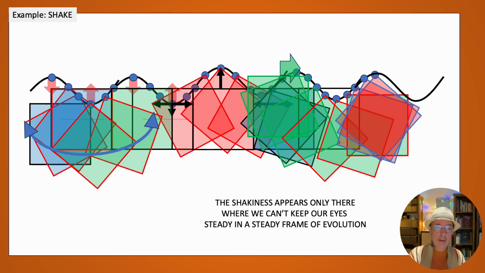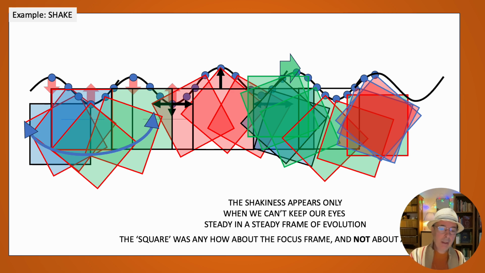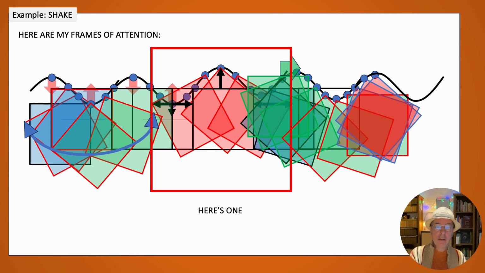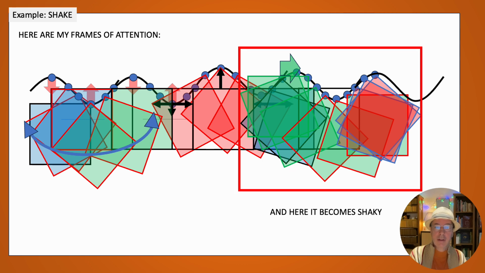Where is that in this frame? Where does it begin to become shaky? Where does my frame itself become a frame? Are these frames actually? No, they're just squares running. So this square is not the real focus frame. The focus frame I will add now. Where are the focus frames? Where can I add focus frames on these movements? Here's one frame of attention. Here's another one. Here's my frame of attention. And here, within this frame, it becomes shaky.